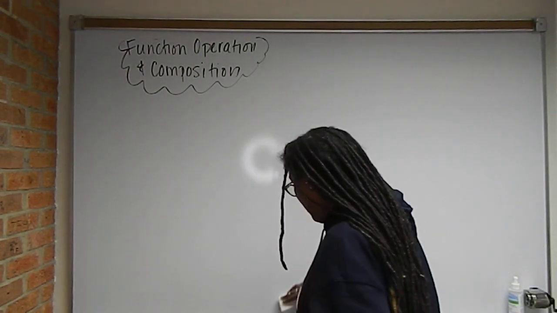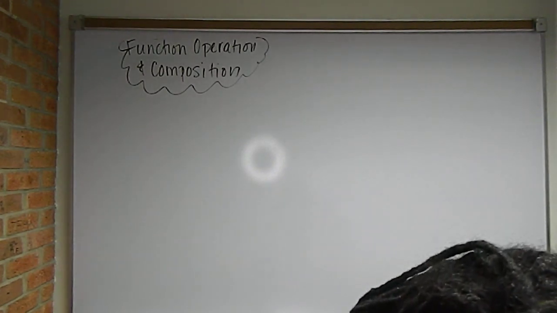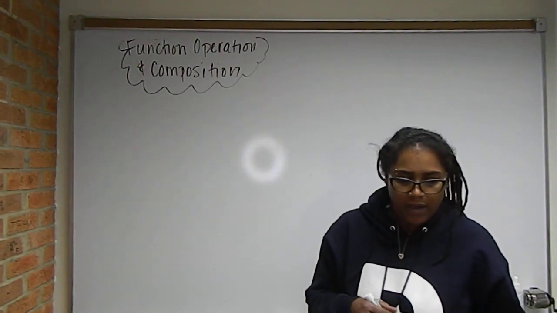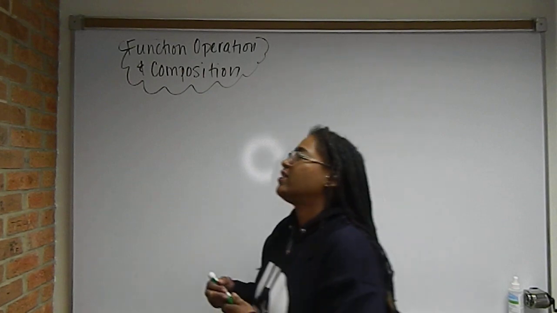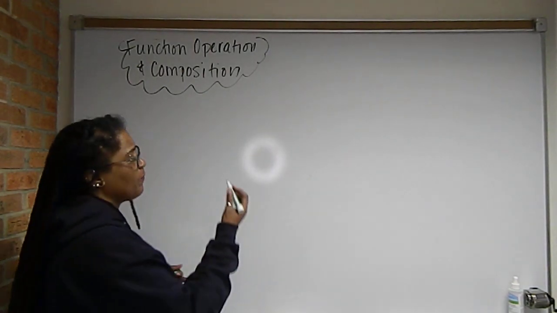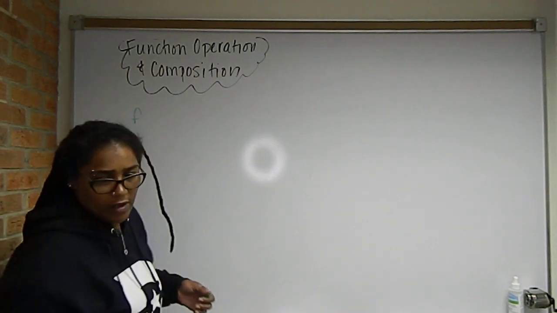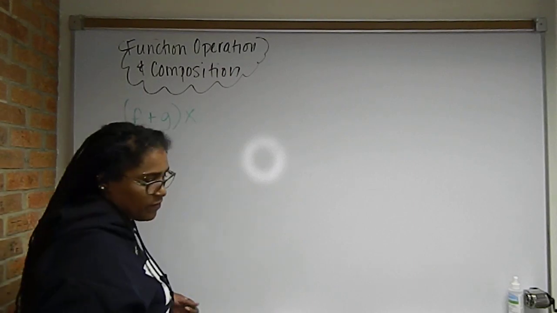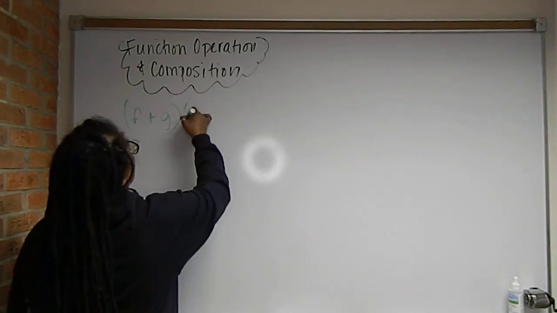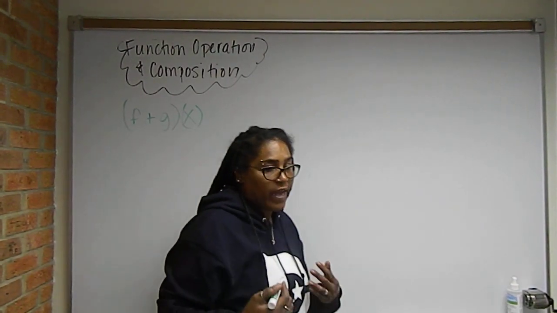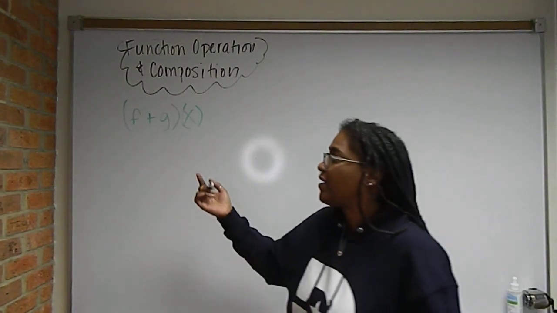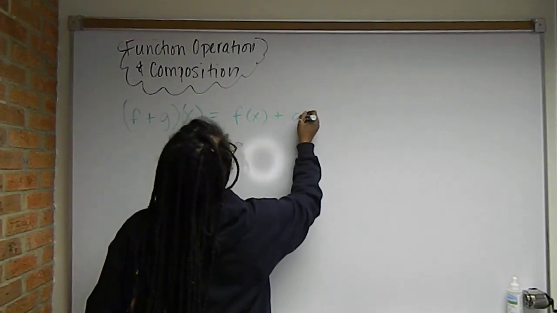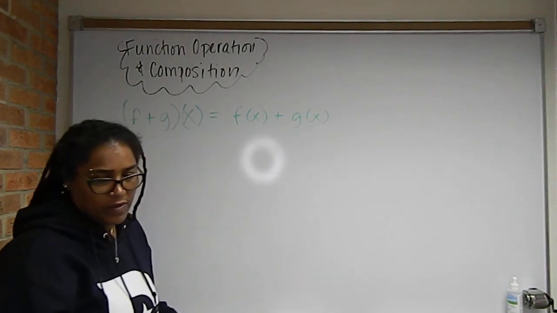So let me give you the list, the rules. And the cool thing about these operations is you'll notice as you advance in math, when you're dealing with addition, if you're doing f plus g of x, let me put my x over here in parentheses. My point is you're adding. When you're adding right here, it's going to turn into f of x plus g of x. Okay, so that's the rule.